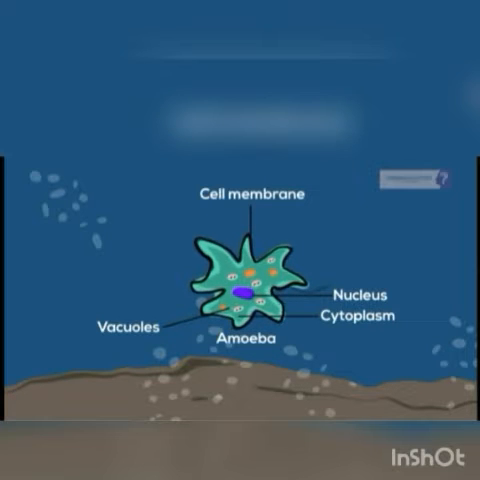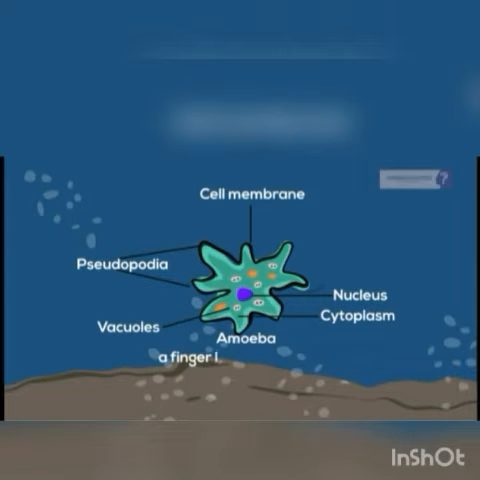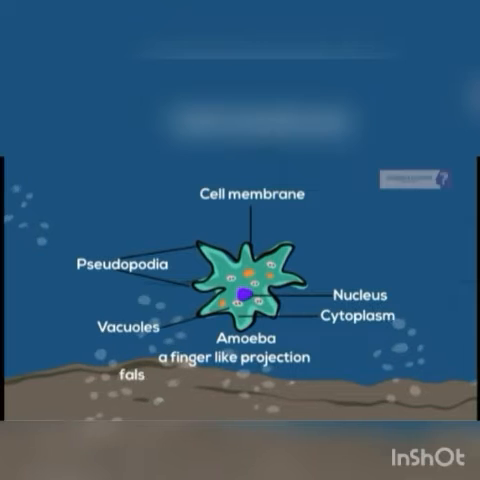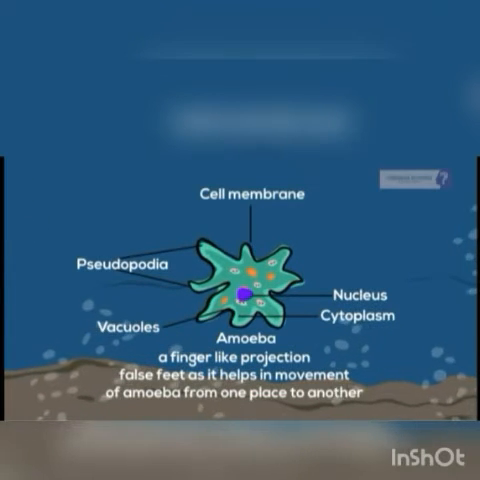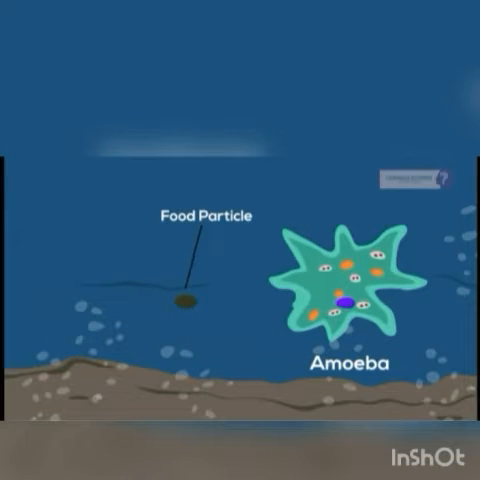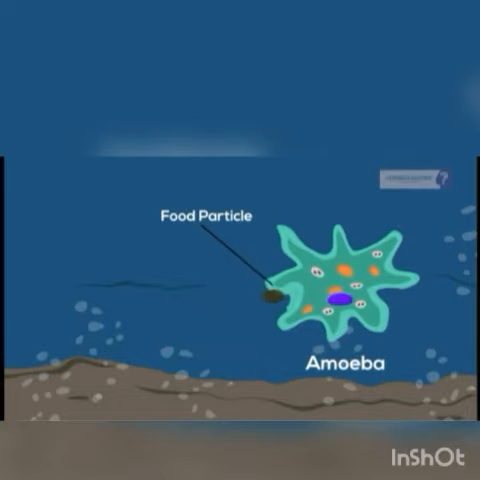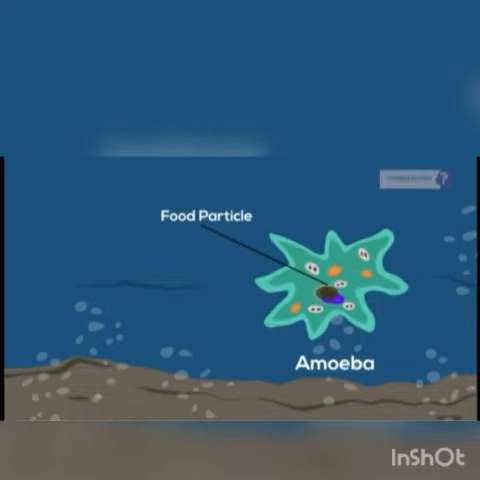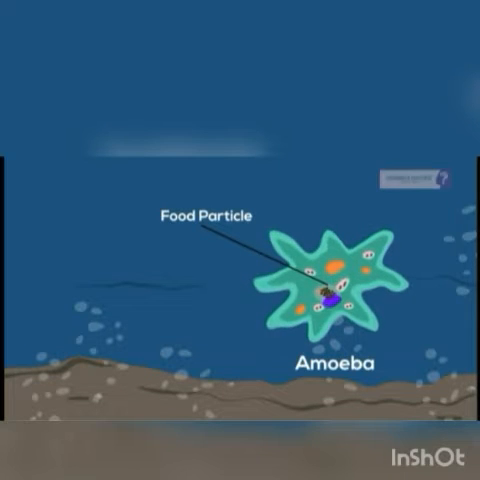Amoeba keeps changing its position and shape with the help of pseudopodia, finger-like projections on the surface of the amoeba. It is also called false feet, as it helps in the movement of amoeba from one place to another. Amoeba also uses pseudopodia to capture food. For example, when it senses food, it pushes out pseudopodia, surrounds the food particles, and engulfs them.